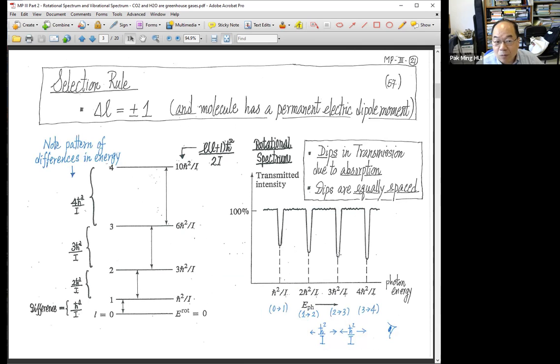That gives us one way to extract useful information. For example, if you can read out this regular spacing, then you know h bar squared over I. Therefore, you know I. Therefore, you can get the equilibrium separation from the rotational spectrum. That is a very useful piece of data for a molecule, right? Okay, so do you understand?